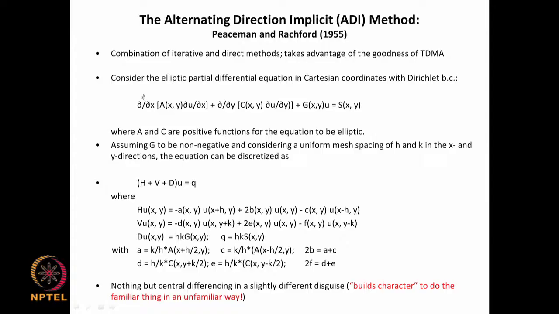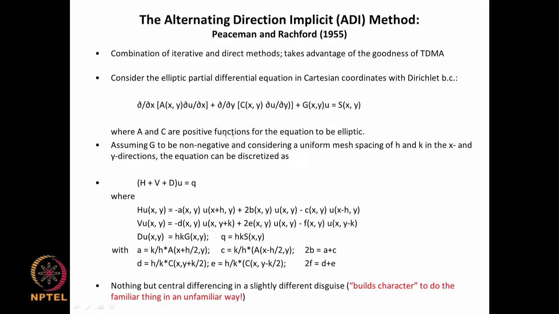will see that for the specific case of an elliptic partial differential equation in Cartesian coordinates with Dirichlet boundary conditions and a 2D problem, which is written in this rather unfamiliar but more generic form, where you are writing it as dou by dou x of a, which can be a function of x and y, dou u by dou x, plus dou by dou y of another function c, which can again be a function of x and y, times dou u by dou y, plus g times u, where u is the unknown variable like our phi, and g is again a function of x and y, equal to s, which is a function of x and y.